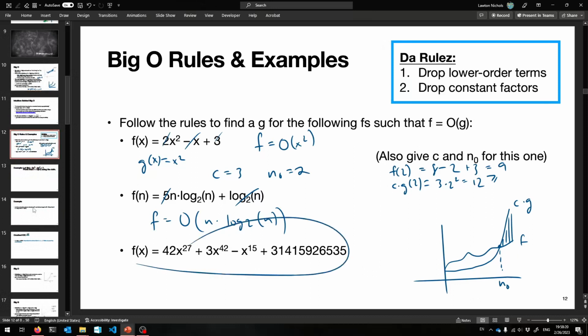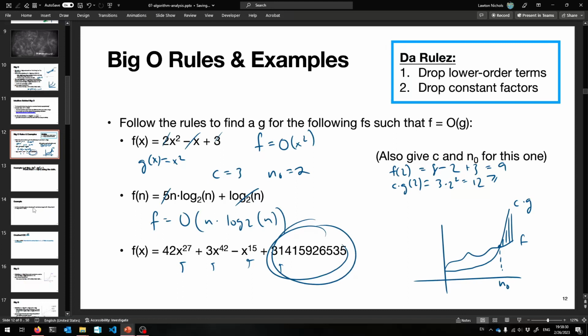f of x is this giant thing. So again, drop lower order terms. Which is the highest term here? You might think that this is large, but as x gets huge, again, this is puny. We're talking about giant values, as big as you like to think about. So that goes away, that goes away, that goes away, and it's 3x^42. That's the thing that's left.